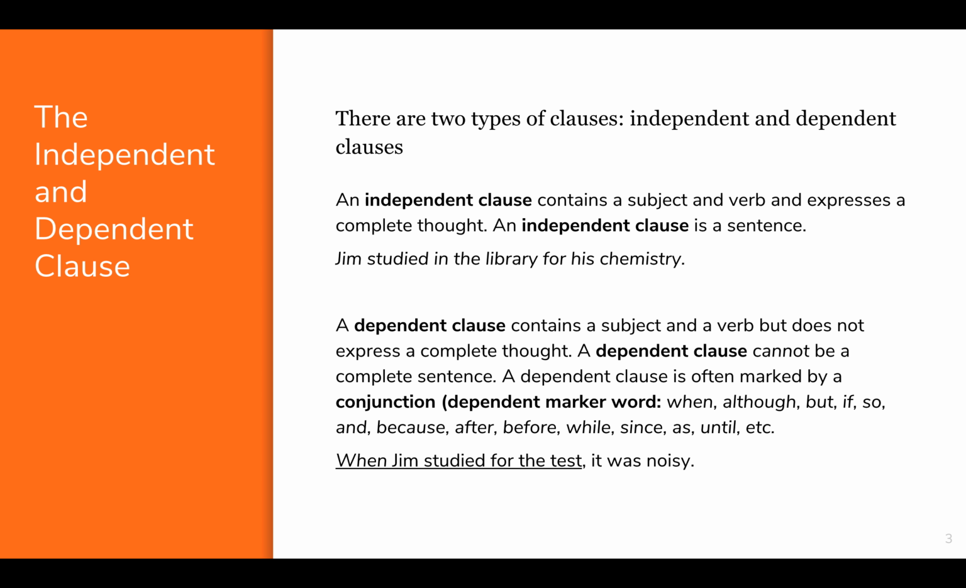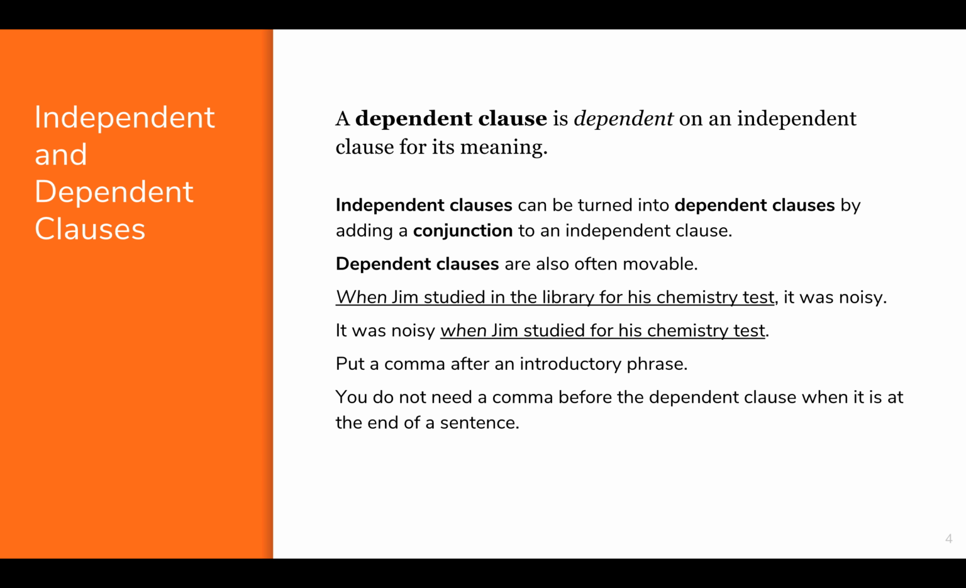But there are also dependent clauses. These contain a subject and a verb, but they don't express a complete thought. A dependent clause cannot be a complete sentence. A dependent clause is also marked off by some sort of conjunction or a dependent marker word attached to it, such as when, although, but, if, so, because, after. When one of those words is attached to a clause, it makes it dependent. For instance, when Jim studied for the test, it was noisy. When Jim studied for the test is a dependent clause. It's dependent on the rest of the sentence for meaning.